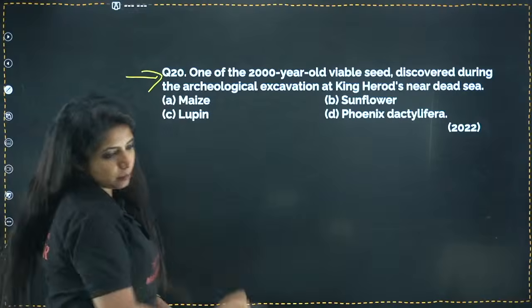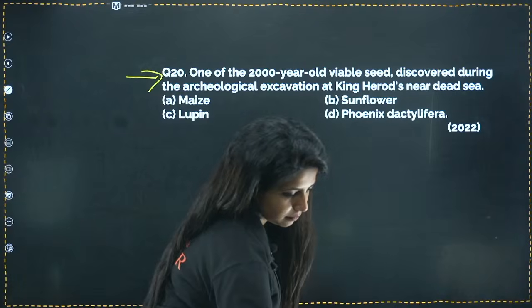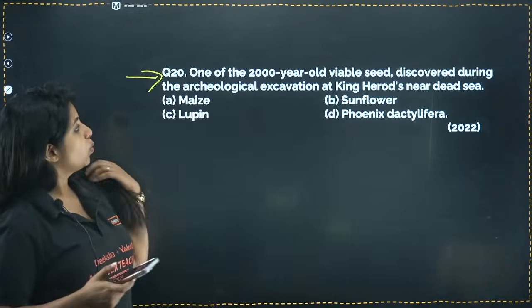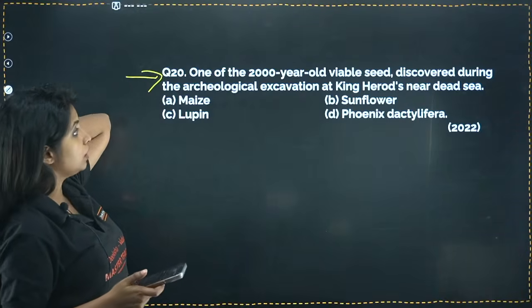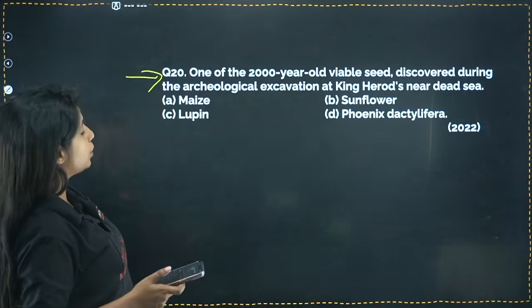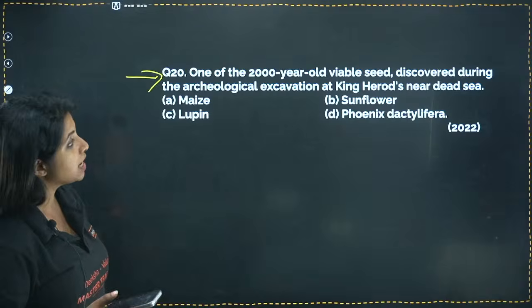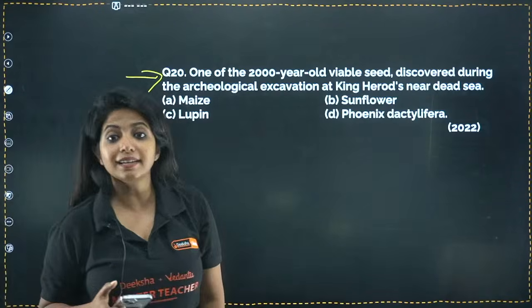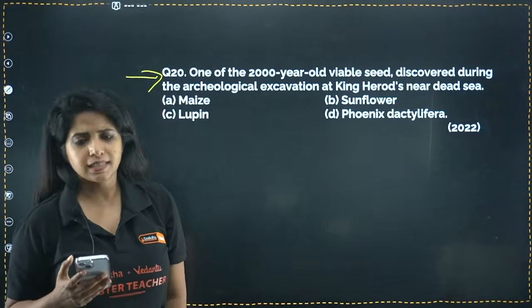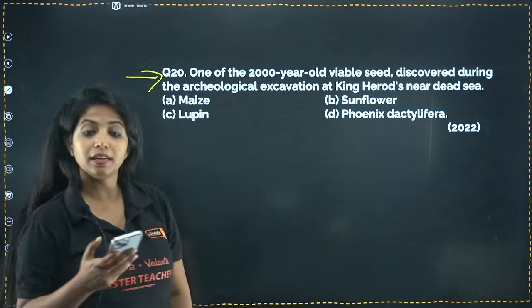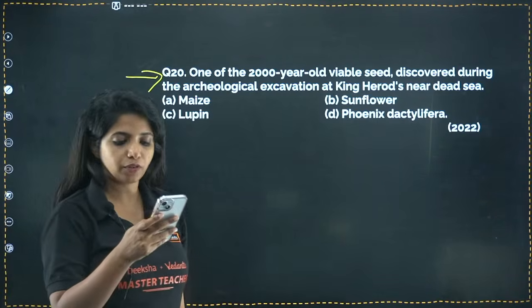Okay, question number 20. One of the 2000-year-old viable seeds discovered during the archaeological excavation at King Herod's palace near Dead Sea is what? Maize, sunflower, lupin or Phoenix dactylifera? What do you think is the answer for this question?